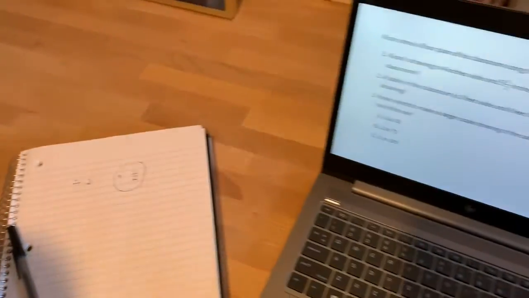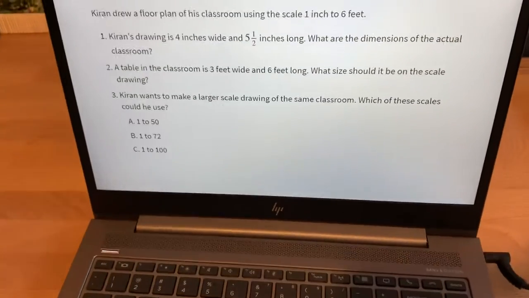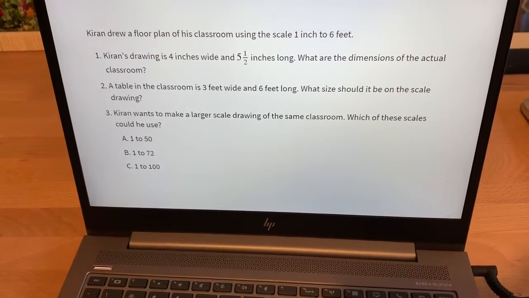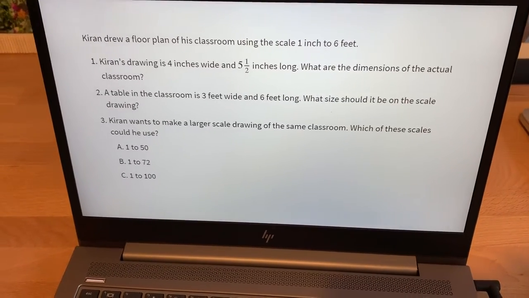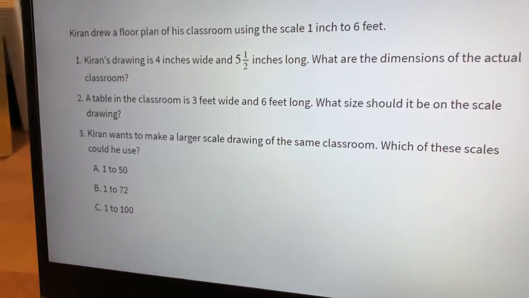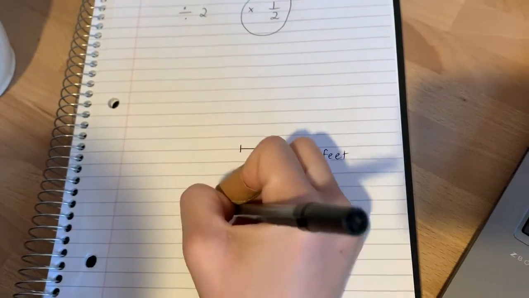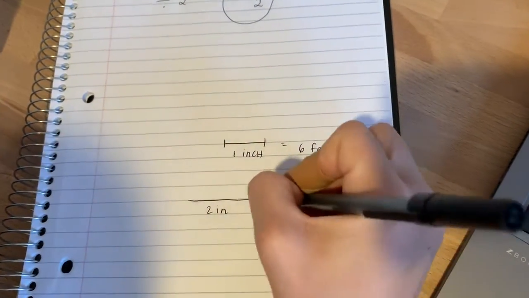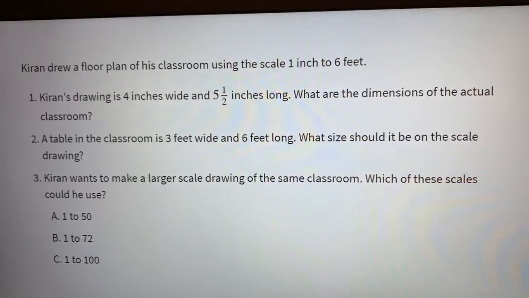All right, last but not least, let's talk about using a legend and scale factor in this idea. So it says that Kieran drew a floor plan of his classroom using a scale of 1 inch to 6 feet. So what that means is that every 1 inch on his drawing corresponds with 6 feet in real life. So if I had something in a drawing that was 2 inches, that would be the equivalent to 12 feet in real life. So whenever you're given a key, you're just using this information to help you figure out real world values.